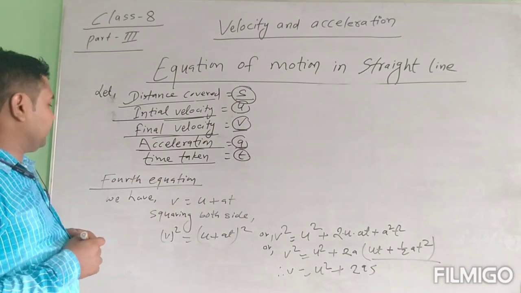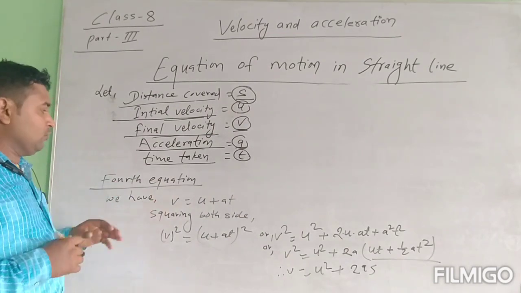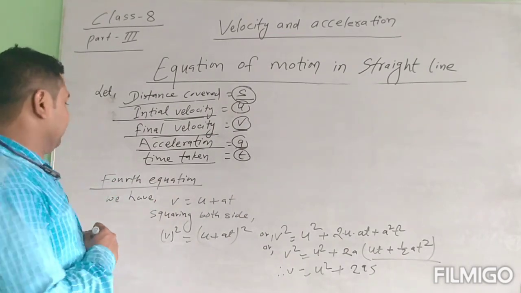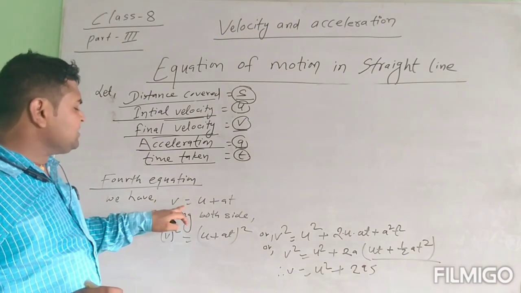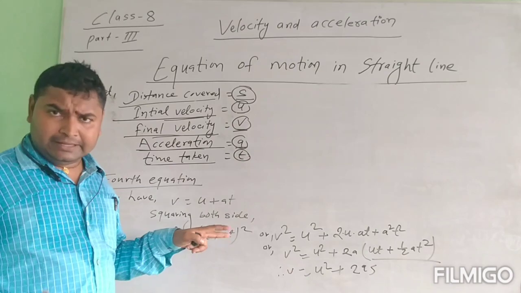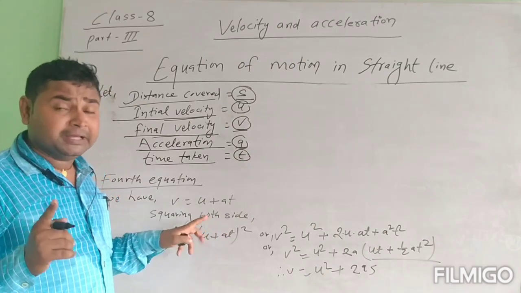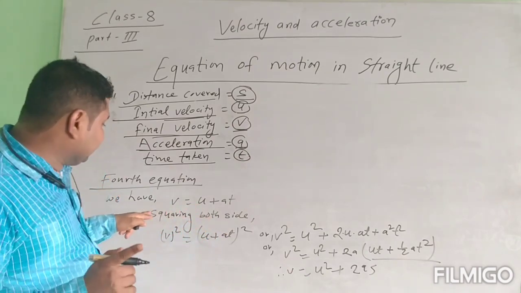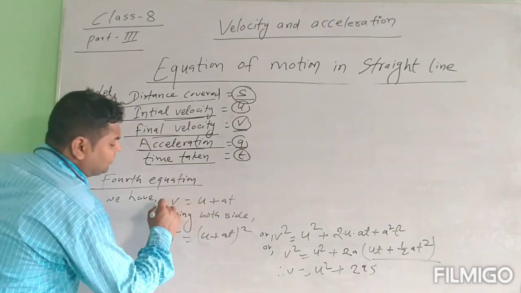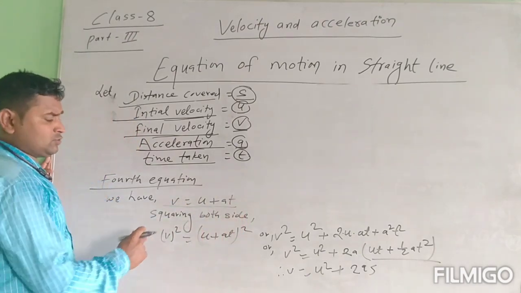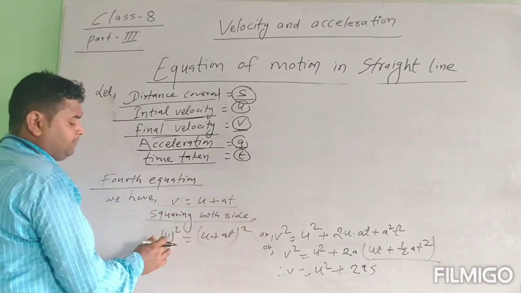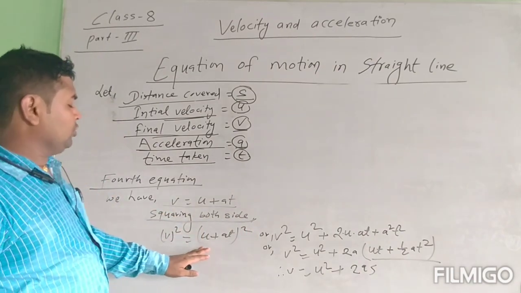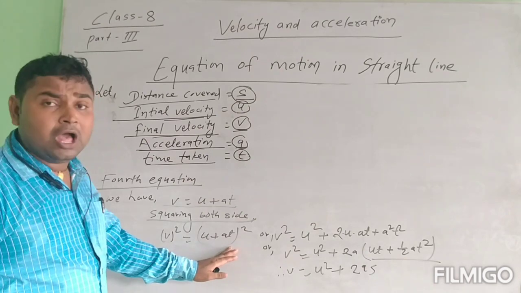Okay, now the fourth equation. What is our fourth equation? You have already studied in the first equation that v is equal to u plus at. Now we have to square on both sides. While squaring both sides, v square is equal to (u plus at) whole square.